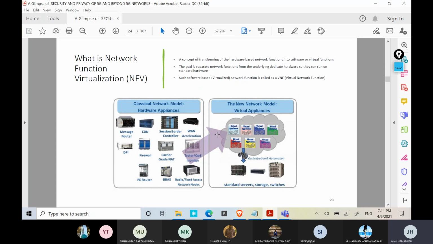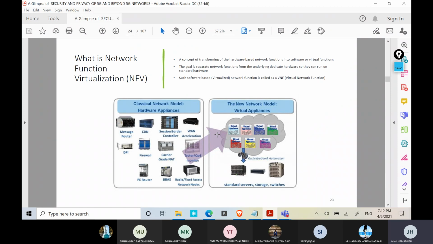You have the dedicated hardware devices, and you are replacing them with just off-the-shelf standard servers, storage, and switch devices, which are available in the market publicly. Then you install virtual appliances over them that can run specific software to do the functionalities of the old hardware. In summary, network function virtualization is a concept of transforming hardware-based network functions into software or virtual functions. The goal is to separate network functions from the underlying dedicated hardware so they can run on standard hardware. Such software-based virtualized network functions are called VNF, Virtual Network Function.